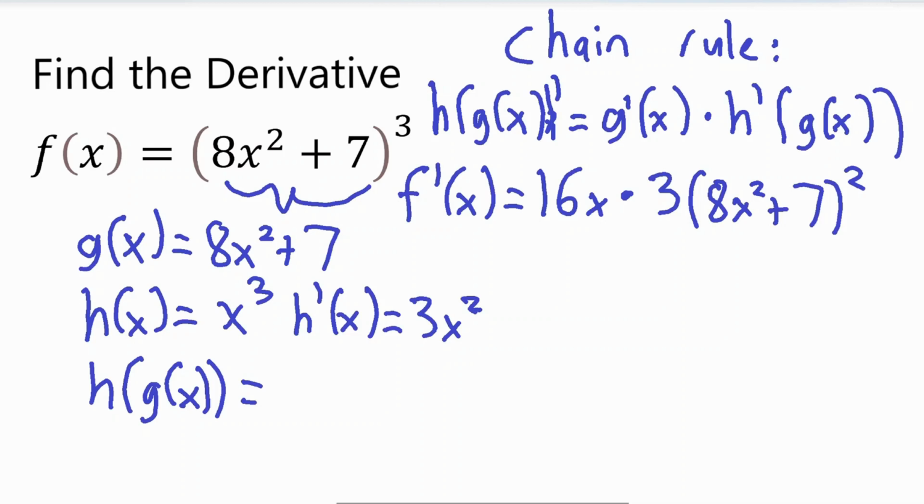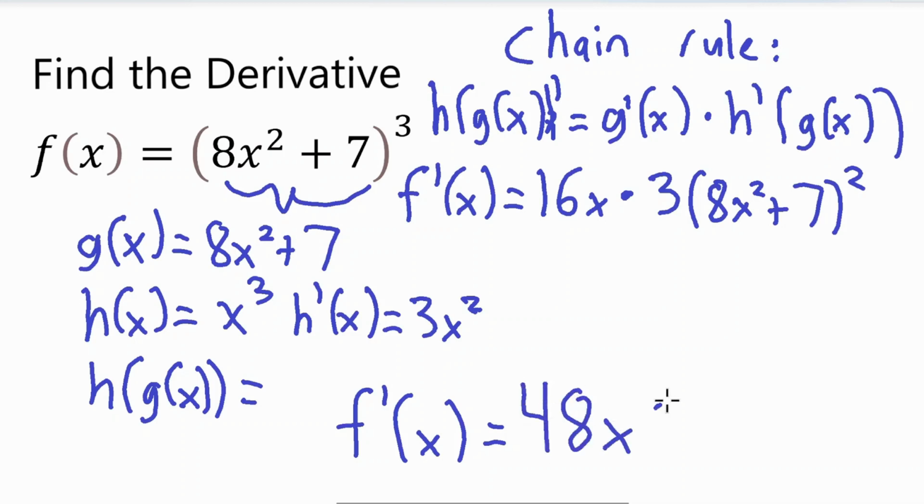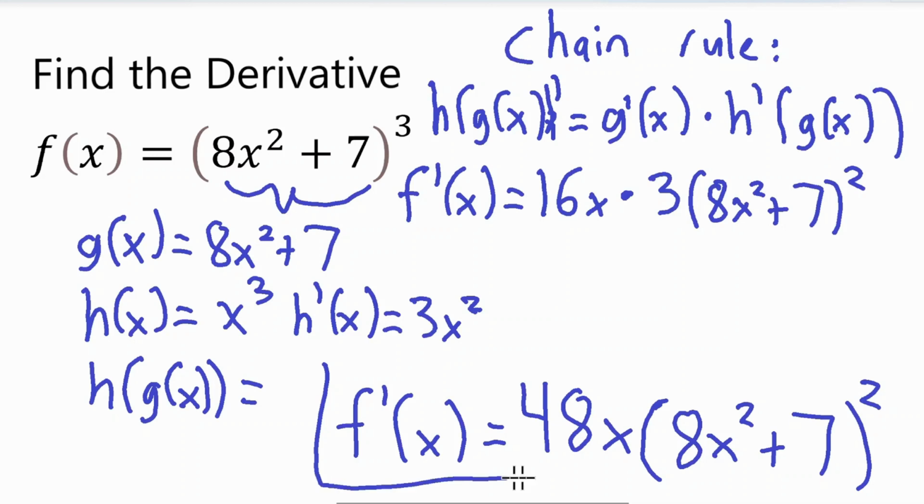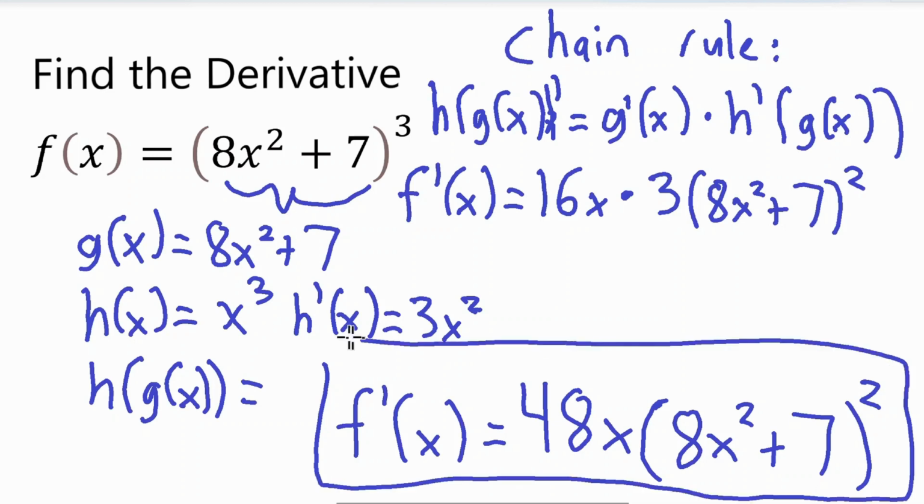Alright? So I'm going to write it down here. Our f prime of x is equal to 16x times 3. 16 times 3 is 48. And then the x stays there. 48x times (8x squared plus 7) squared. And that is how I would write the final answer, simplified. Alright.